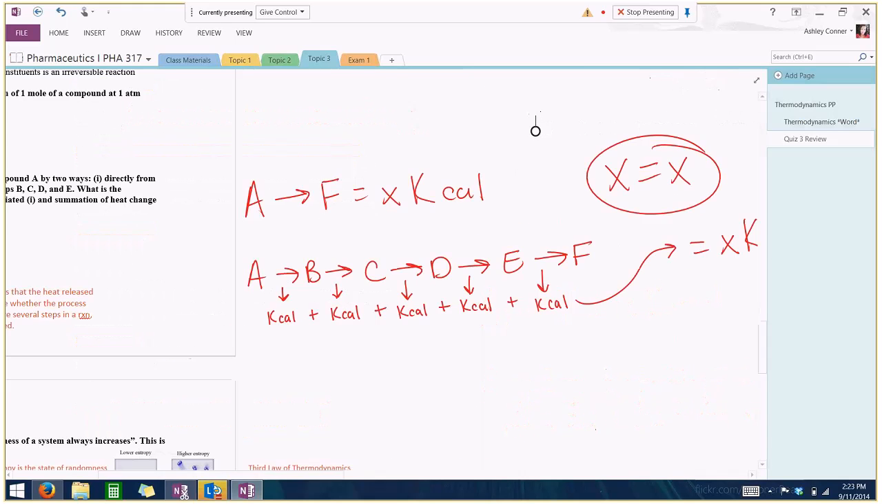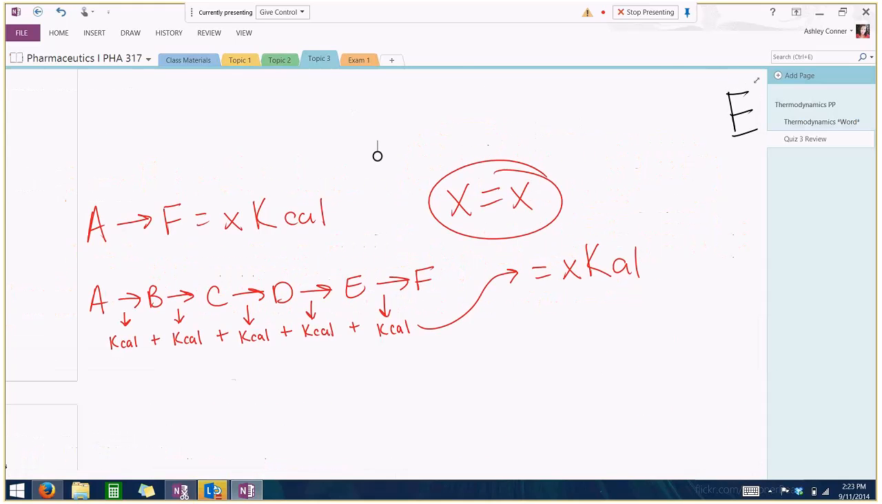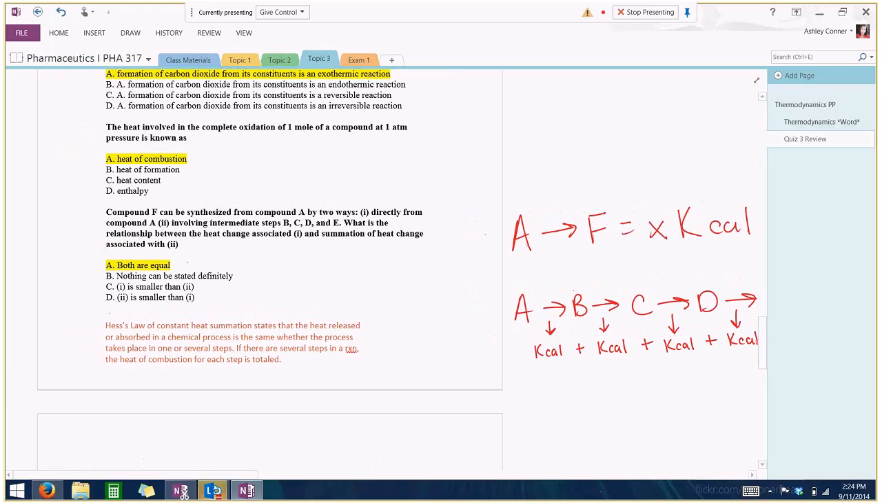here's another example that I made just using letters. A to F would be X kilocalories, but if I went through each step, I would add each little one together to get X, and X equals X no matter which way. That was breaking it down.